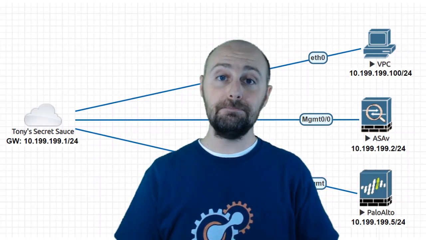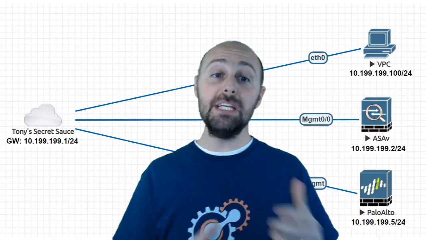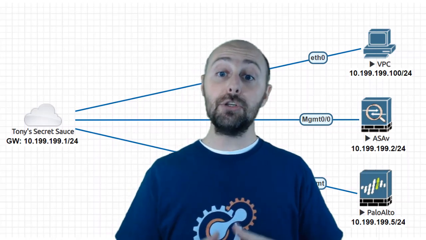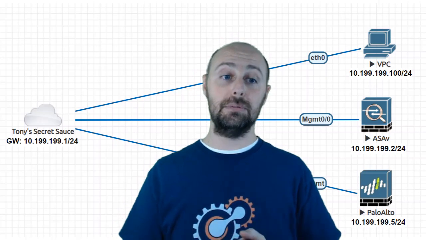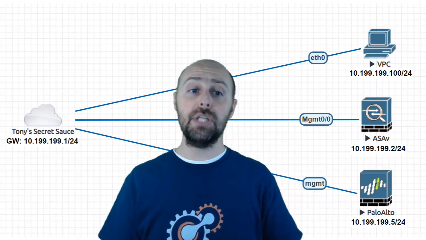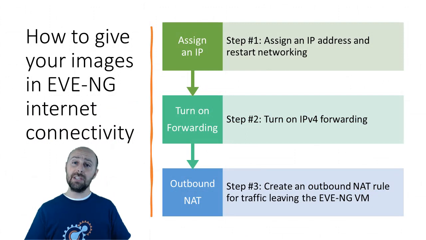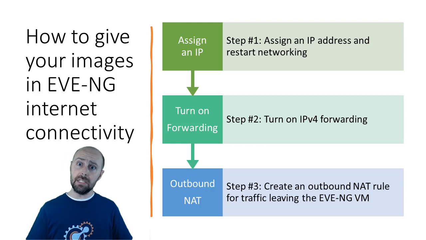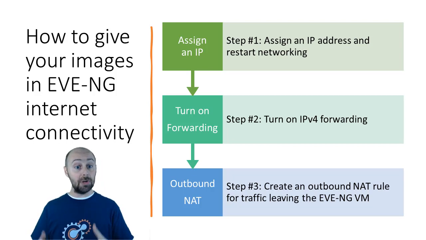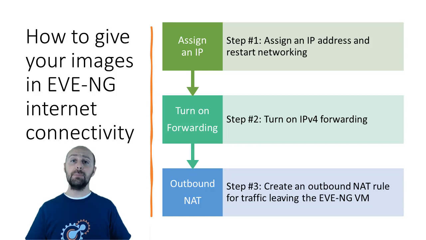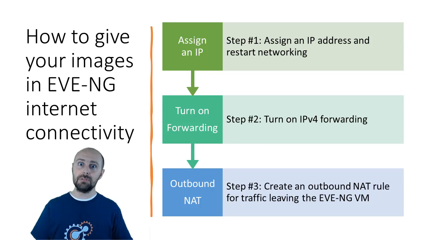Now, to give your images from an EVNG lab access to the internet, we need to turn your EVNG VM into a router. And to do this, you'll need to follow three simple steps. We need to assign an IP address and then restart networking to get that IP address to take on the interface. We need to turn on IPv4 forwarding. This enables the EVNG VM to forward IP traffic for destinations it doesn't know. And we need to create an outbound NAT rule for traffic leaving the EVNG VM for a management subnet that we're going to define. Now, before I show you these steps in action, let's briefly go over how this works.